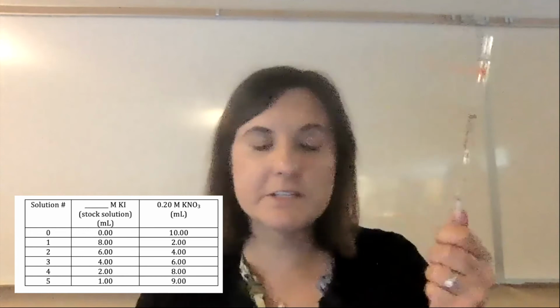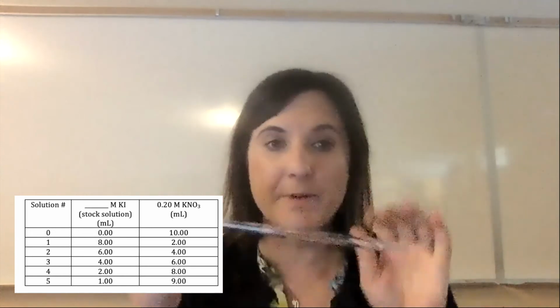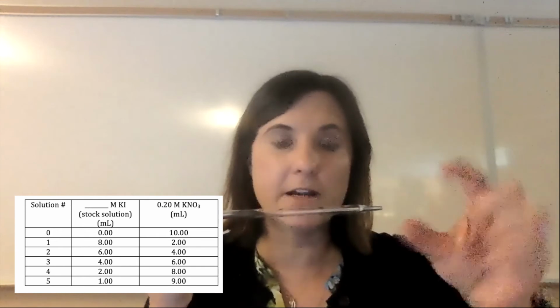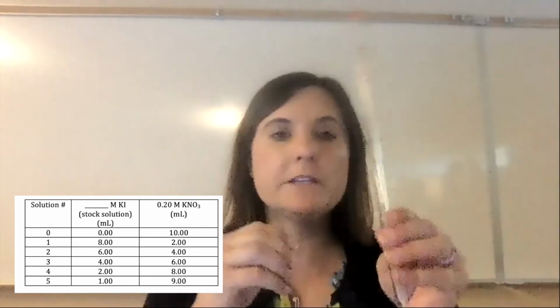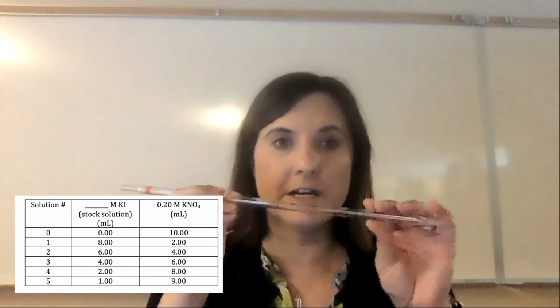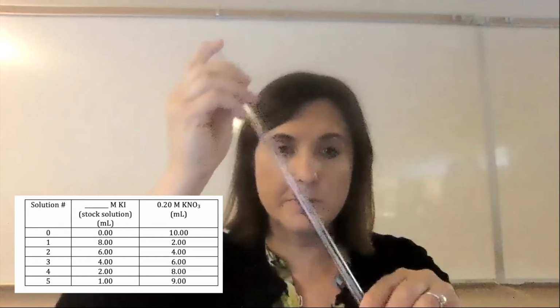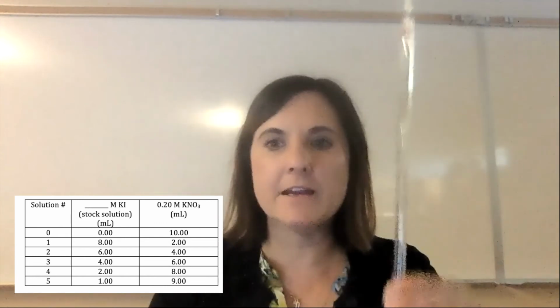Then using the same pipette, you're going to need to condition the pipette with the stock solution. So you have your beaker of your stock solution that you just prepared. It's labeled stock solution. You're going to condition it with the stock solution, pour it into the waste container, and then you'll use this pipette for your test tubes 0 through 5.